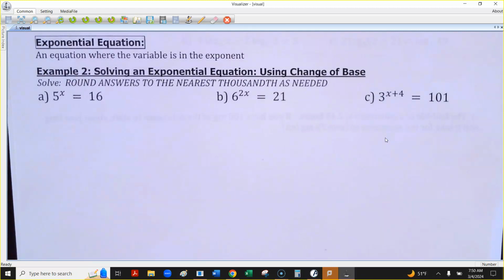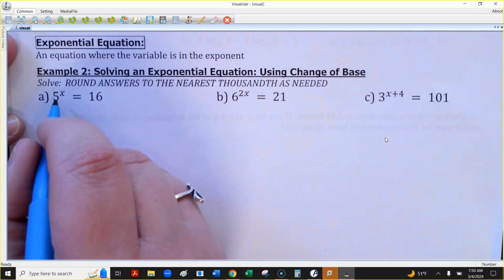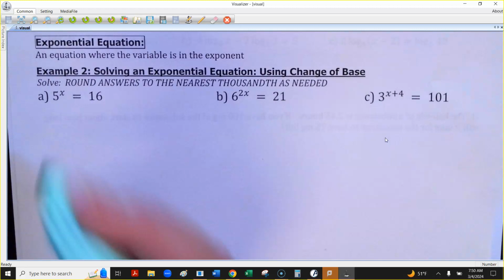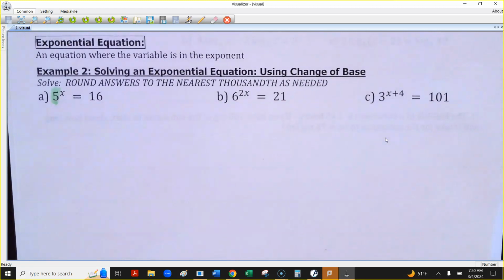So for this first question, I'm just going to show you how to convert it to a log. We did that at the very top of the page up there. So I'm just going to show you this real quick. All right, I'm going to take the base of my exponent. You can't divide by 5. I have 5 to the x equals 16. We got to drag that exponent down or somehow get that exponent to come down.